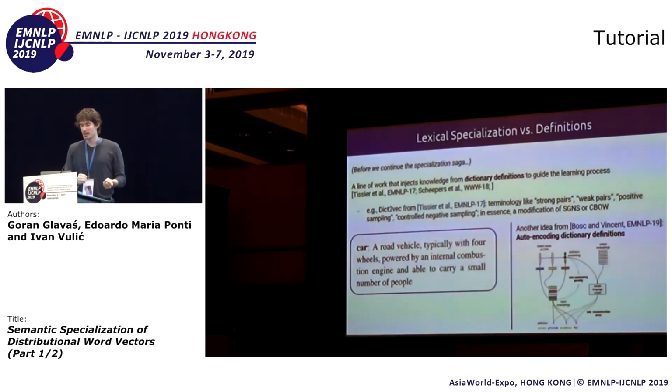And then Tissier et al. did this paper where they have this terminology like strong pairs, which are, I think, words that appear in each other's definitions, and weak pairs where only one word appears in the definition of the other, but not the other way around. They call it positive sampling because they want to emphasize the similarity between those words that appear in strong pairs and weak pairs, etc. But in essence, it's again one of the joint specialization models.